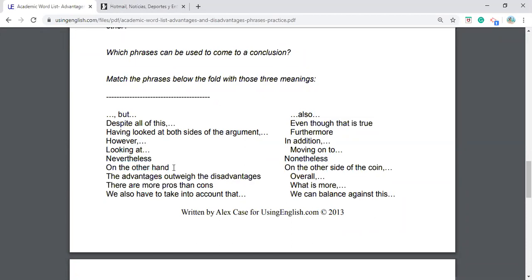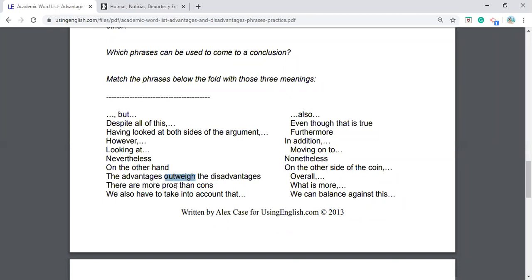On the other hand es cuando quieres empezar con otro párrafo, por ejemplo, con una nueva idea. Puedes decir, por otro lado. Ahora puedes tener the advantages outweigh the disadvantages. ¿Esto qué quiere decir? Que las ventajas sobrepasan las desventajas. ¿Sí? Outweigh the disadvantages.